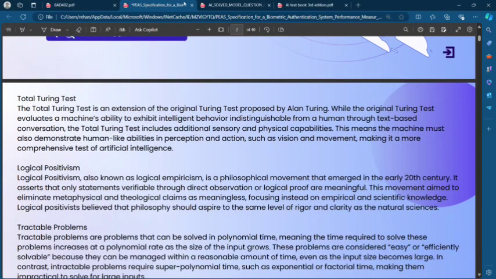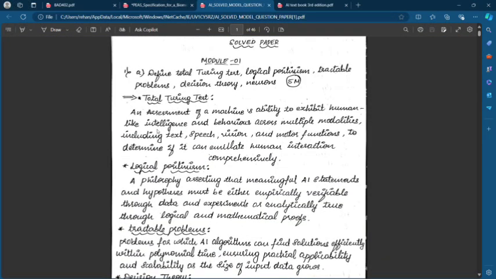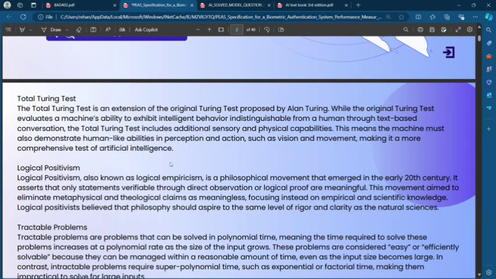Okay, then you can also see the definition here for total Turing test: an assessment of a machine's ability to exhibit human-like intelligence and behavior across multiple modalities, including text, speech, vision, and motor functions, to determine if it can emulate human interaction completely. So this definition feels simpler for me, where unlike Turing test, which exhibits only human-like intelligence, in total Turing test it also demonstrates human-like abilities in perception and action. This much definition is enough.